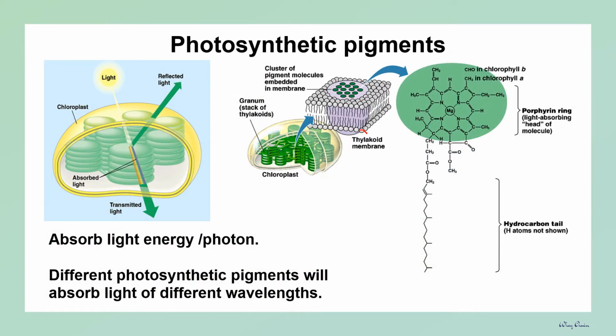At the membrane of the thylakoid, there is also a group of photosynthetic pigments, such as chlorophyll B and chlorophyll A. These pigments are able to absorb light energy or photons. Different types of pigments absorb different wavelengths of light. Most of the photosynthetic pigments reflect green light, which is why we observe the chloroplast as green under the microscope.